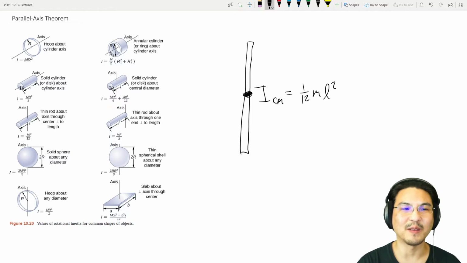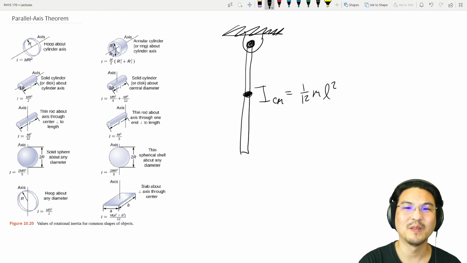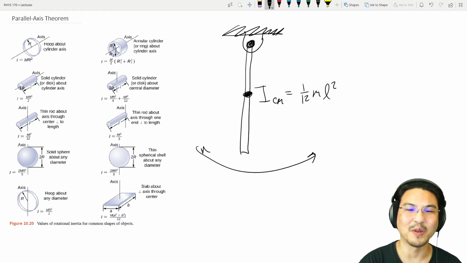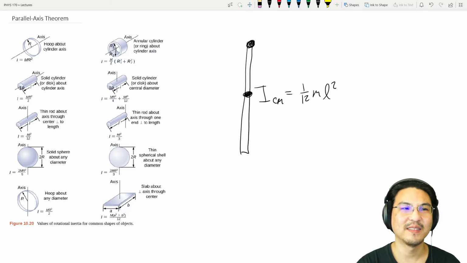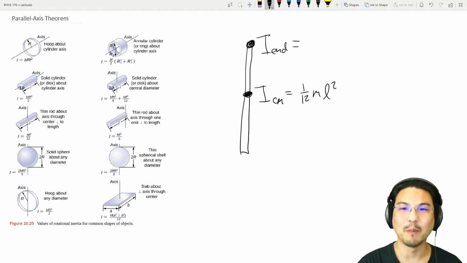So here's the thing. What if it's not rotating about the center? What if it's rotating about over here? For example, like you have a pendulum where it's a stick kind of going back and forth like this. And we want to know the moment of inertia about the end, not the middle. And it's different. Around the end, it's going to be different, and definitely more. It's going to be greater than the moment of inertia about the center of mass.